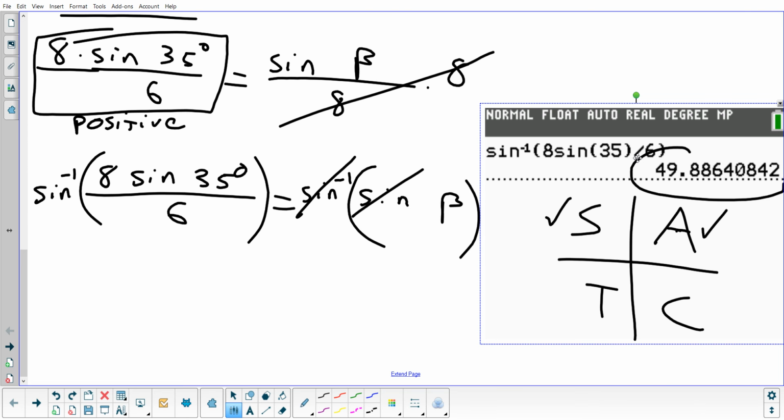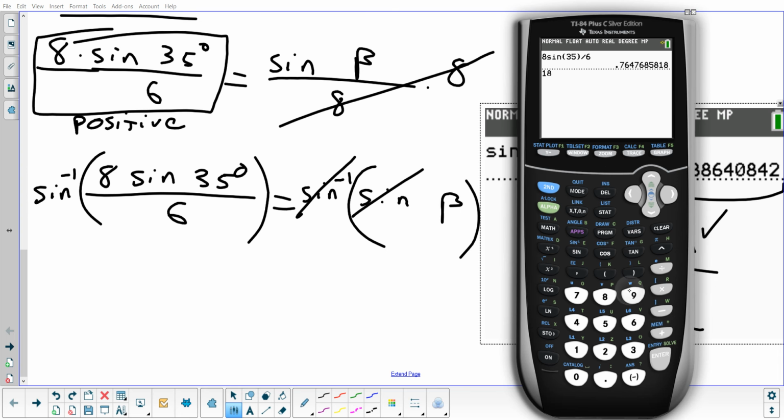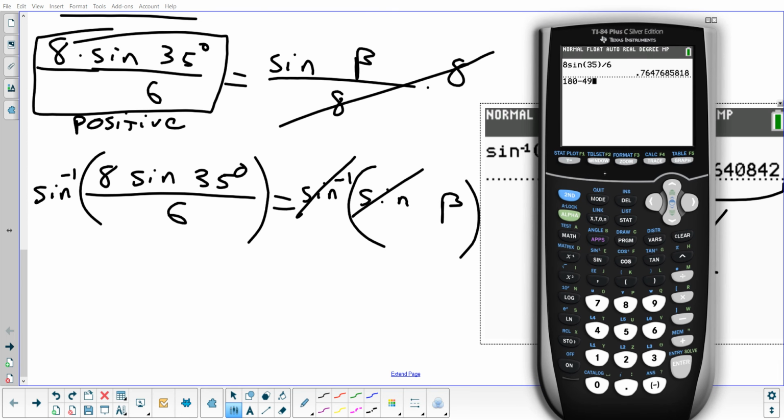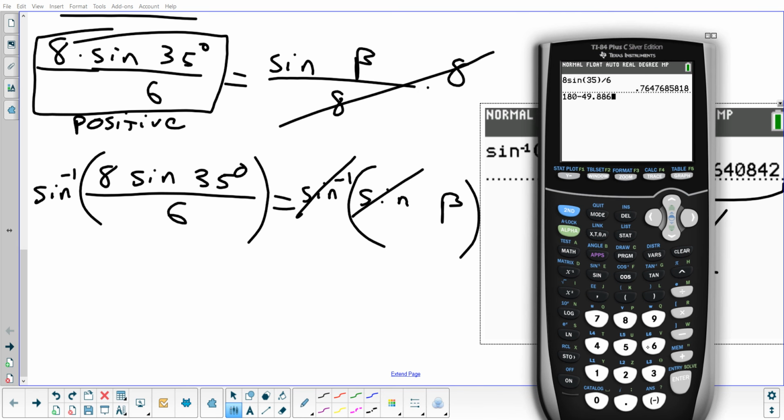Okay, so let's check and see if we have a second answer. 180 minus 49.886. So if there is a second answer, it's 130.114.